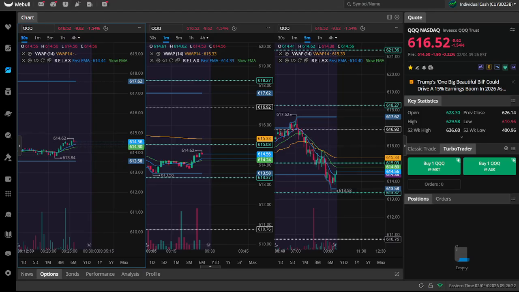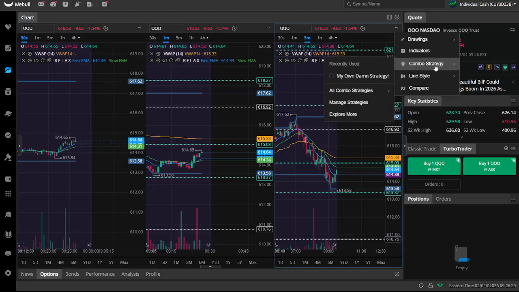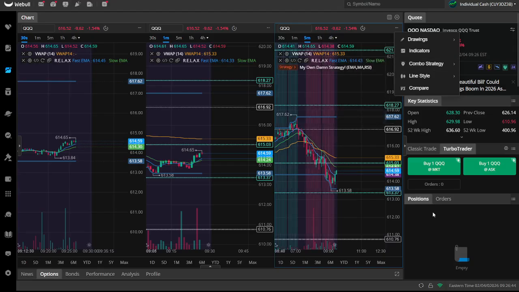I played around with a couple other things too. I decided I would try a combo strategy in Webull. Basically, I called it my own damn strategy. All it does is compare the trend to what it's expecting. It gives me all red if it's expecting a downtrend, all green for an uptrend, or nothing if it's really not sure. So that's that. I'll turn it off because it does make the chart look kind of confusing, but big deal.